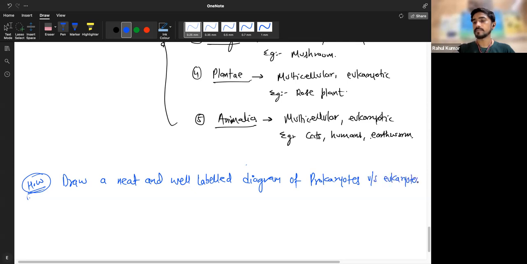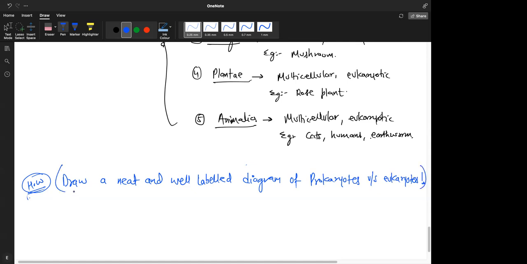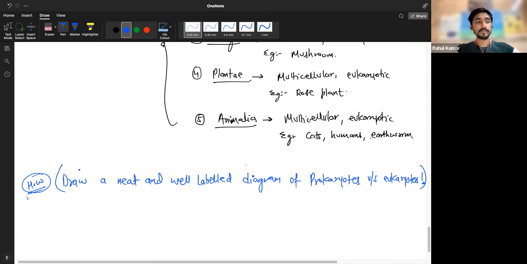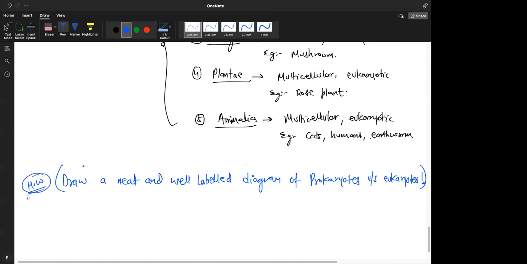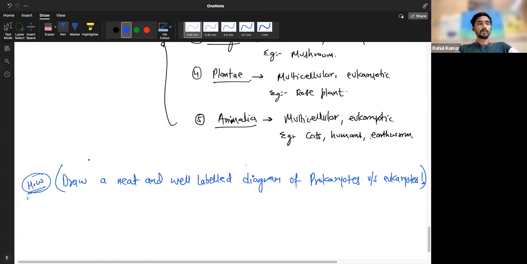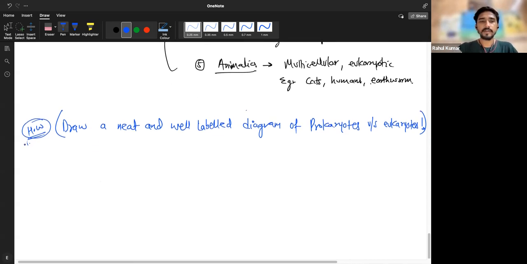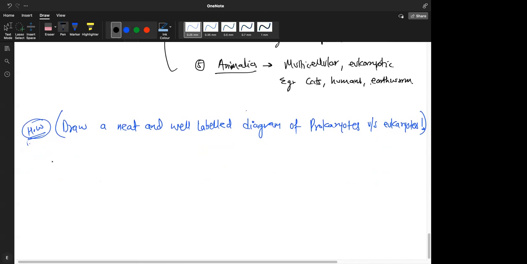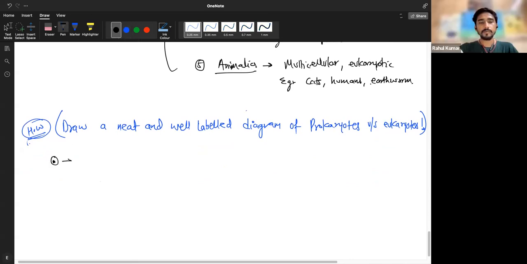Okay, Iram? I'll tell you why I'm giving you this homework. When you will come with this drawing in the next class, we'll discuss certain aspects of this. Okay? Sure. So now, talking about the prokaryote cell, you know that prokaryotic cells do have a membrane, but they do not have a well-defined nucleus, right? They also... write down some points on the basis of which you will make the diagram. Write down some points.